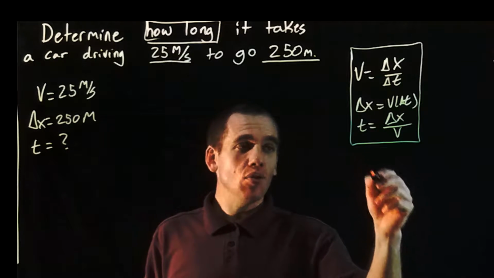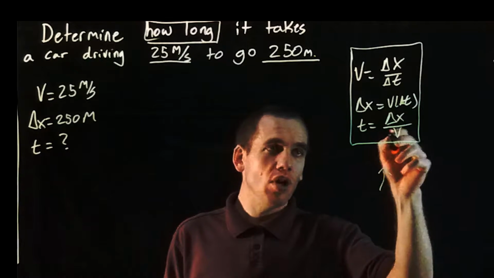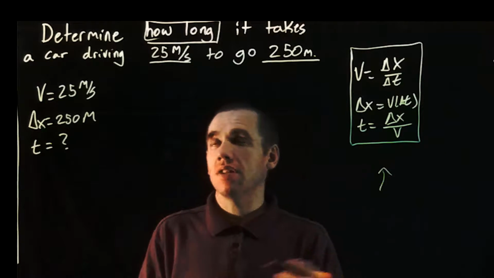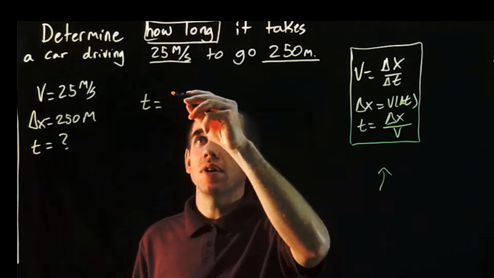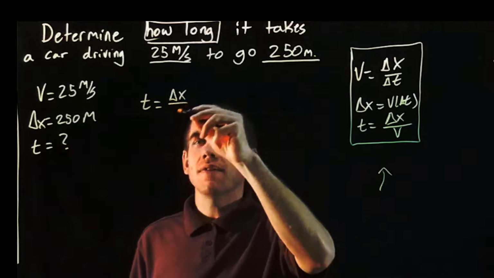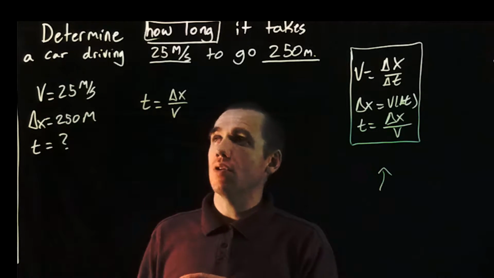So I come over to my tools, and I see that the equation that allows me to solve for time is this bottom one. So time equals displacement divided by velocity. I'm going to write that down because that is the tool I'm using. So change in position divided by velocity. And now I'm going to show where I sub those numbers in.